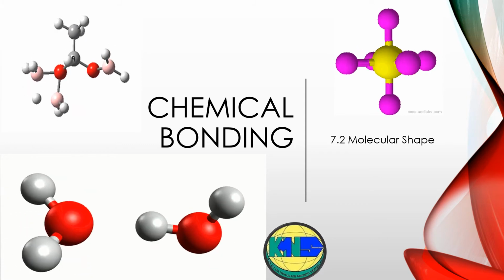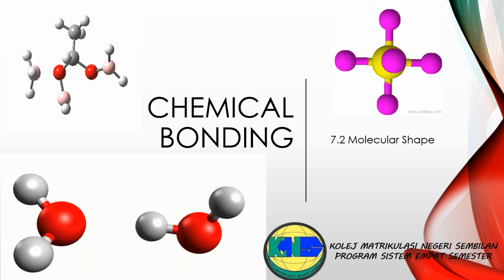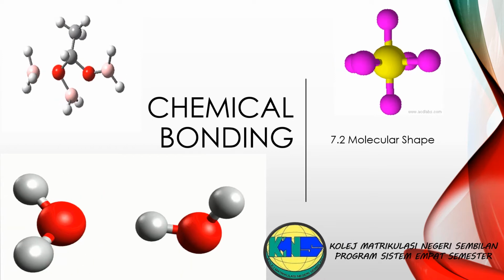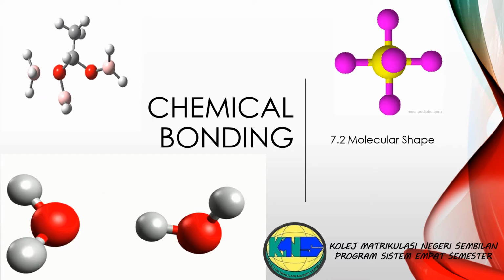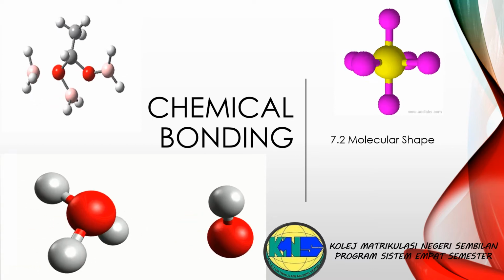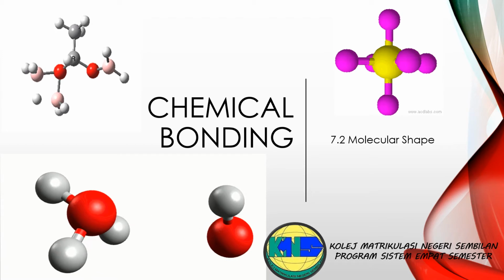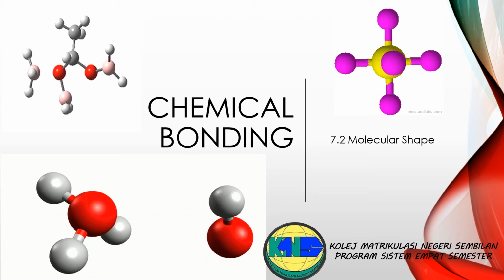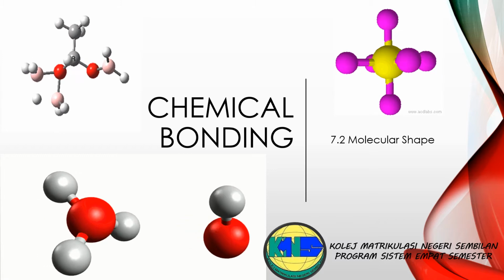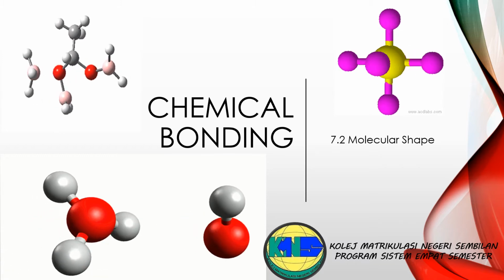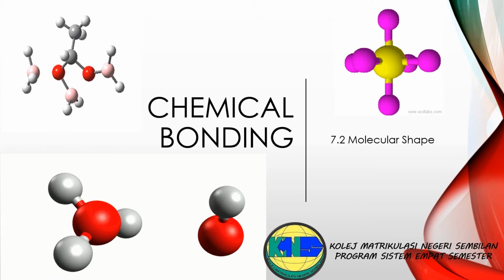The course framework for this subtopic is: explain valence shell electron pair repulsion theory, VSEPR; draw the basic molecular shapes, which are linear, trigonal planar, tetrahedral, trigonal bipyramidal, and octahedral. And the third is to predict and explain the shapes of molecules and bond angles in a given species.